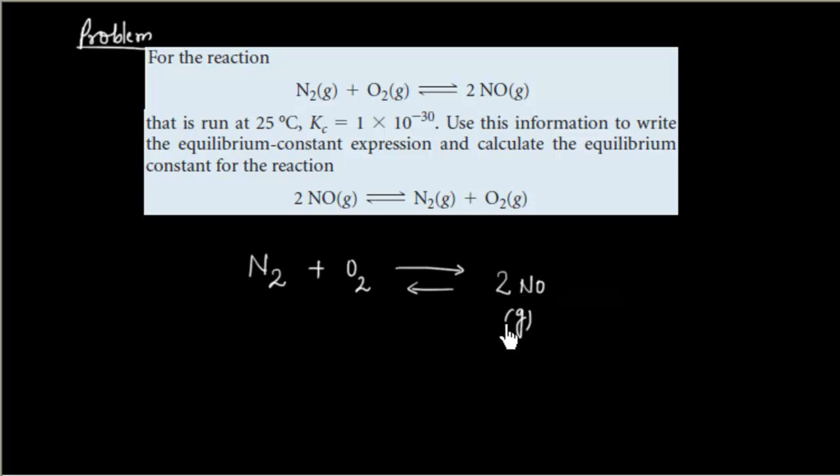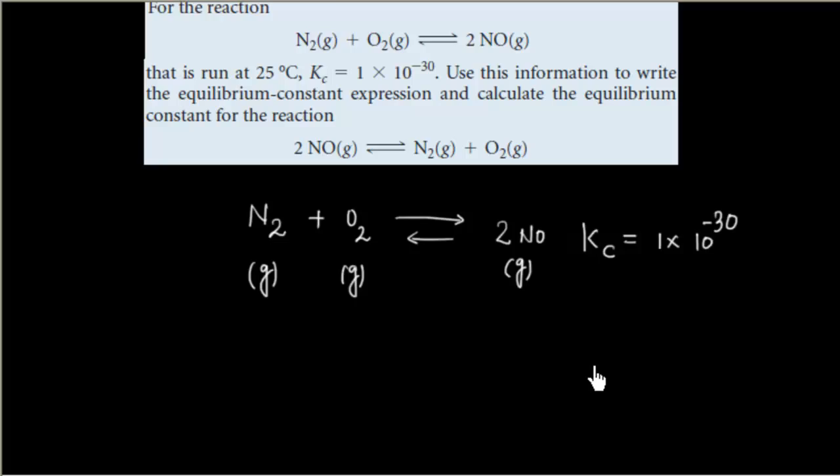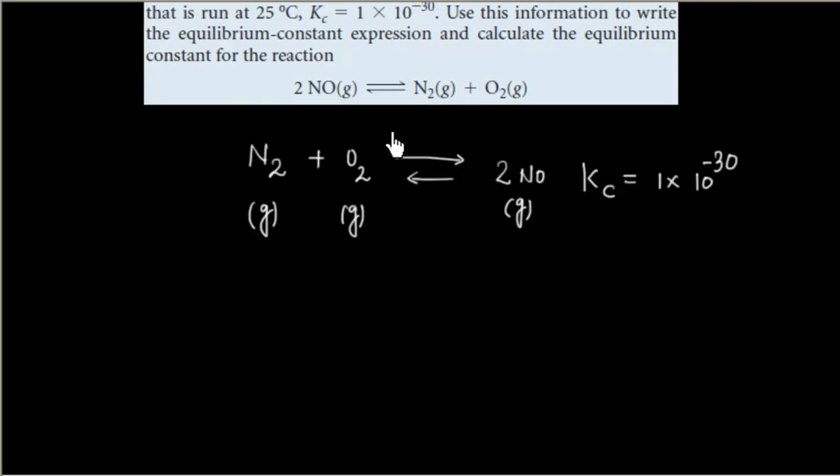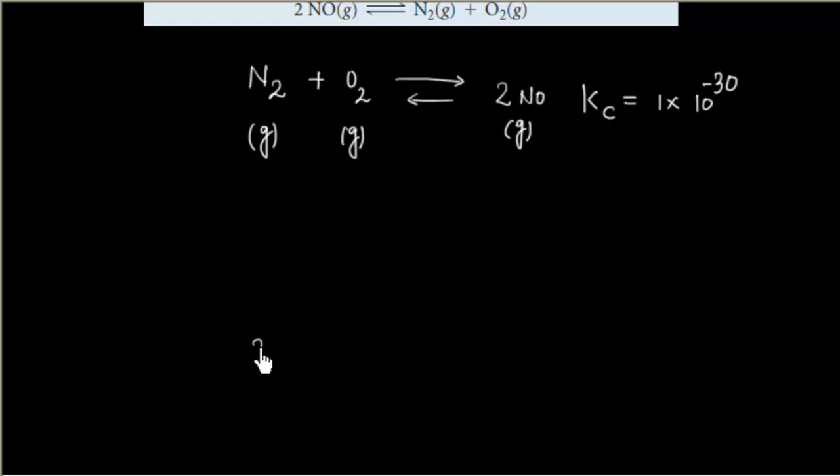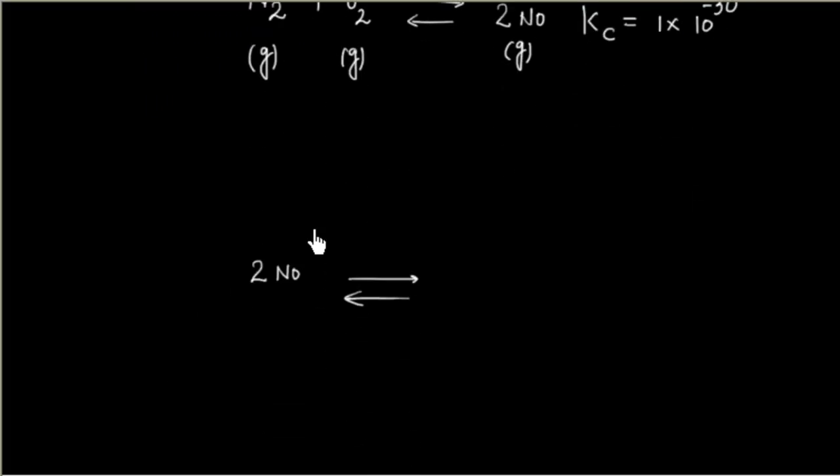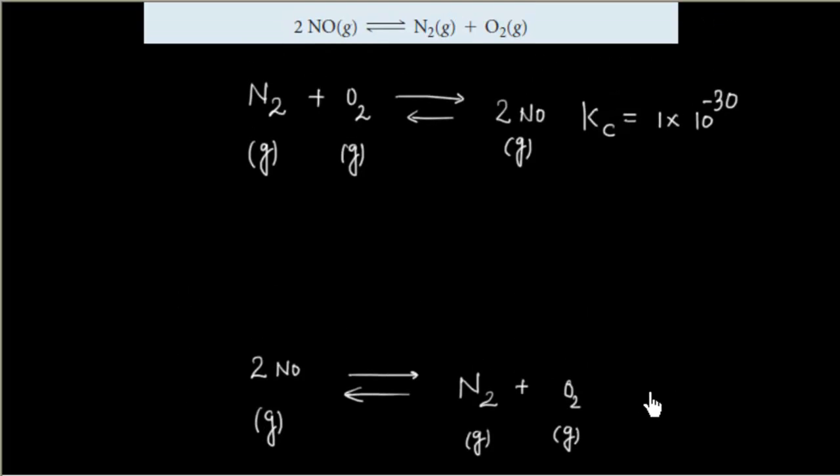and all are gases, and the equilibrium constant for this reaction is 1 into 10 to the power minus 30, and then we have to find the equilibrium constant for this reaction, that is 2NO, and this gives you N2 plus O2. All substances are gases. So let us say we have to find this Kc value. Let us call this Kc dash. So we have to find Kc dash.